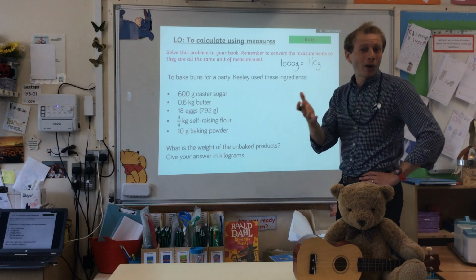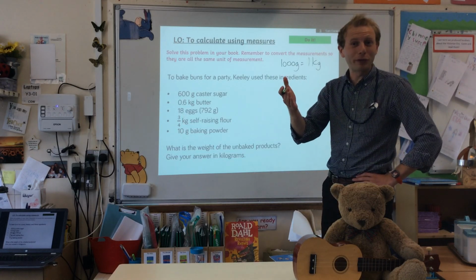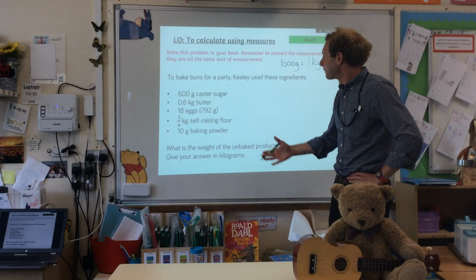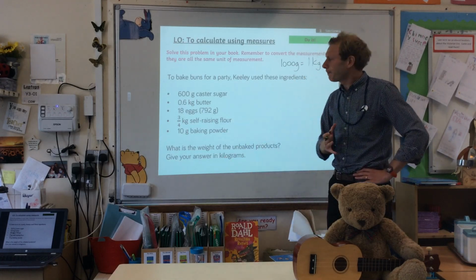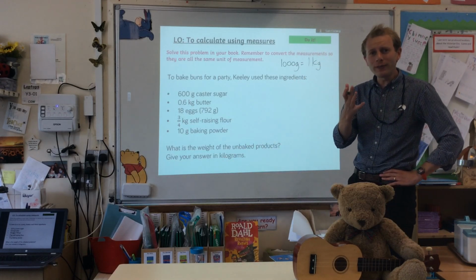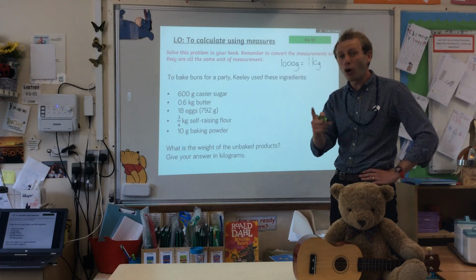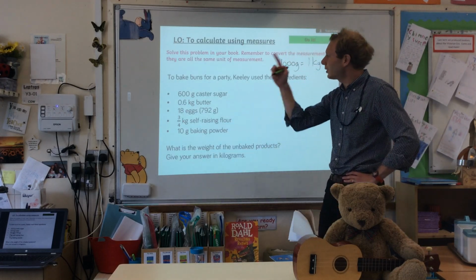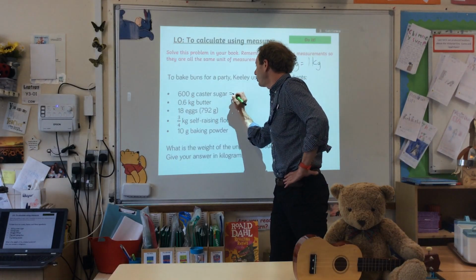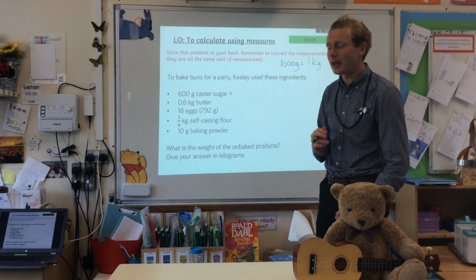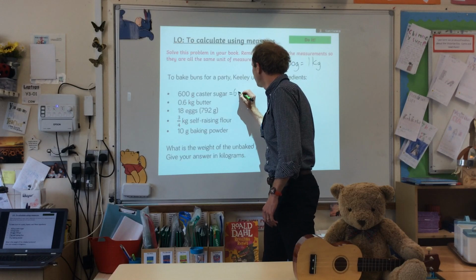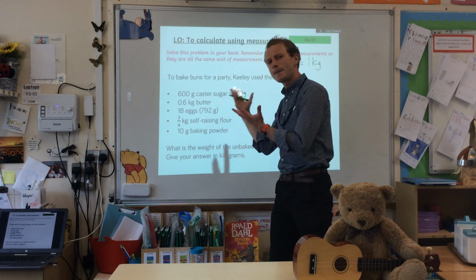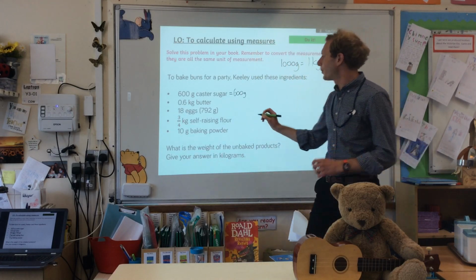Now, a lot of you probably at home have done a lot of baking over the last 12-13 weeks, so you should be pretty good at this. Looking at my recipe, I want to change all of these units into the same. I'm going to change them all into grams. So I'm going to start with my caster sugar. 600 grams of caster sugar. If I wanted to change that into grams, easiest question of the day, it's going to be the same. Nothing changes. 600 grams.